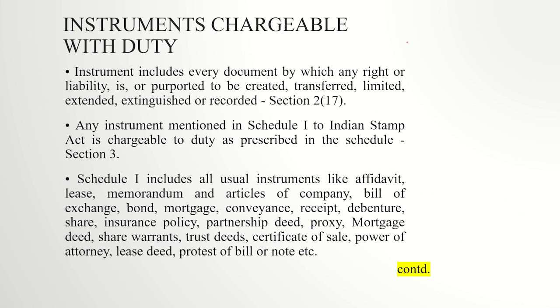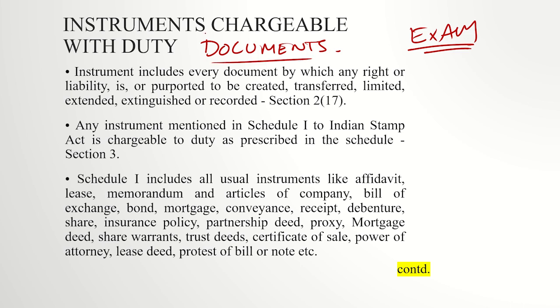Now we are coming to the main concepts for the exam. You should know this very well. If somebody asks you which are the instruments, when I say instrument, just remember the word documents. It is easy to remember. Documents chargeable with duty. Document includes everything having any right or liability that is or purported to be created, transferred, limited, extended, extinguished or recorded.